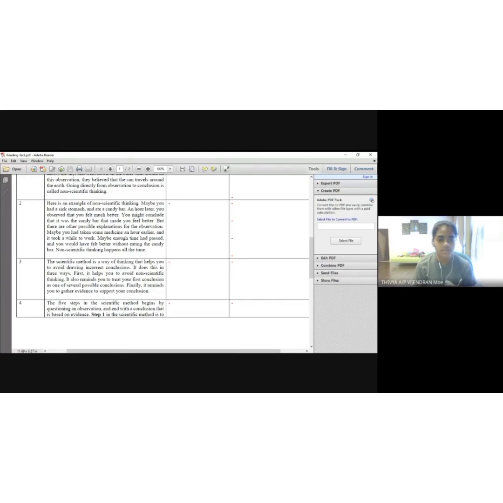Because the paragraph is about the scientific method. So what about the supporting details? It has only one supporting detail here.